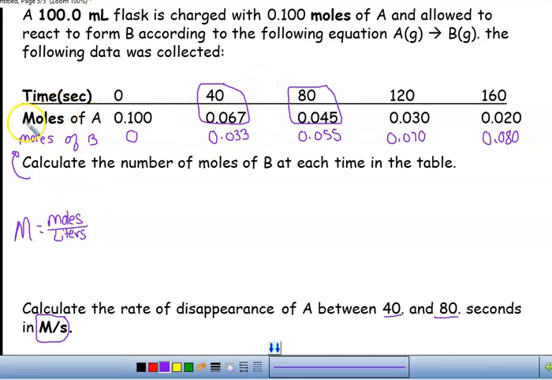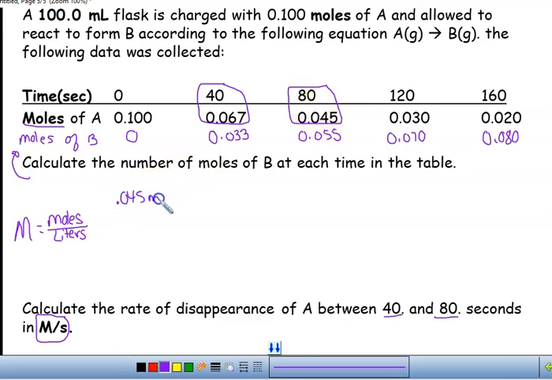So this table is in moles. It is not in molarity. So I must convert these to molarity before I begin. Okay, and that's kind of important to convert them to molarity before you begin. So I know the moles. I'm going to go ahead and do this one first because I need to do the second one.